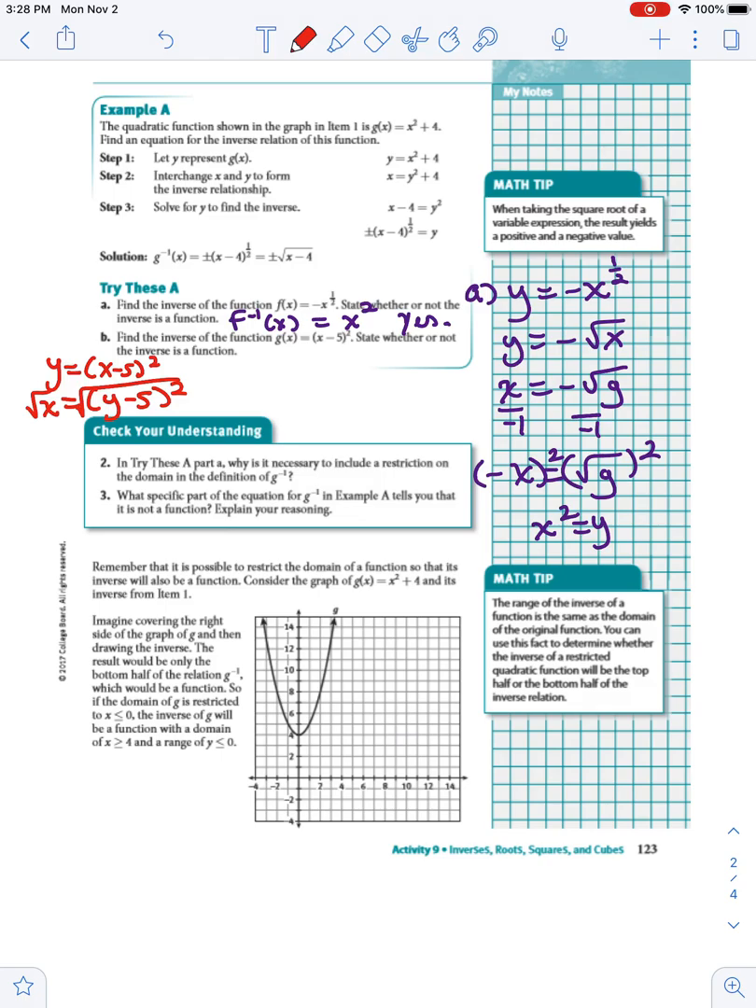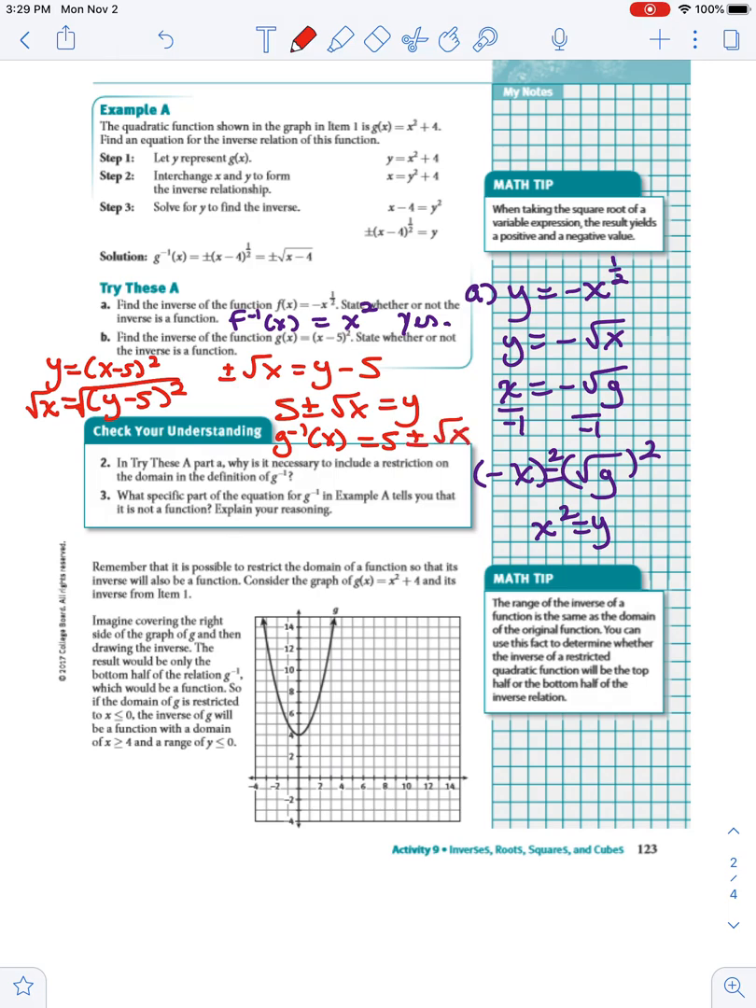Okay. And when you take the square root of both sides, remember you get a plus or minus. So I have plus or minus the root of x equals y minus 5. If I add 5 to both sides, I get 5 plus or minus the square root of x equals y, which is, of course, our f inverse, or our g inverse in this case. So g inverse of x is 5 plus or minus the square root of x.